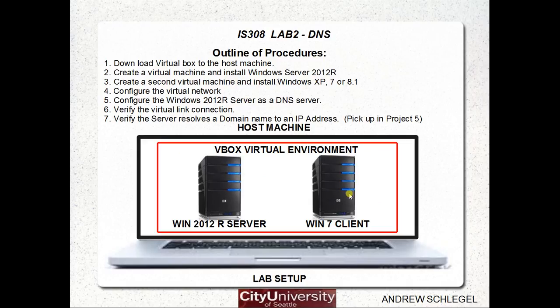Windows XP, 7, 8.1, 10, whatever you like, I don't care. Then you'll configure a virtual network that connects these computers inside your machine. And then you're going to verify the virtual link connection. And then in the final, Project 5, we're going to verify that the server resolves a domain name to an IP address after we install Active Directory. Okay, so that's basically the way it looks.